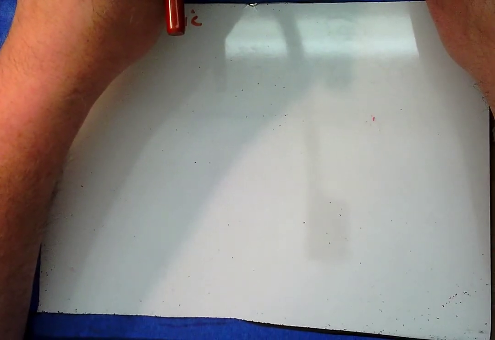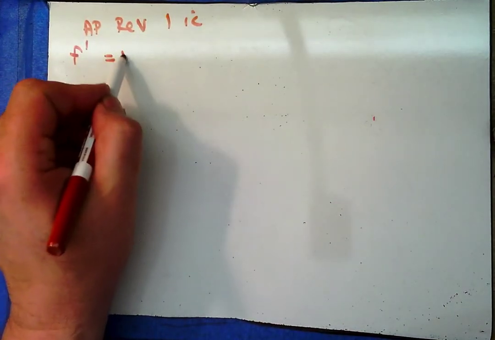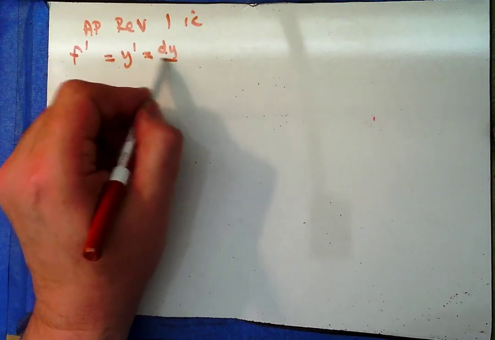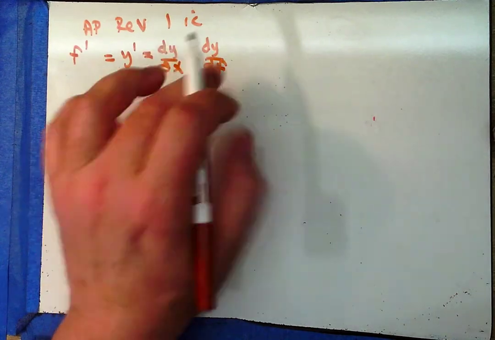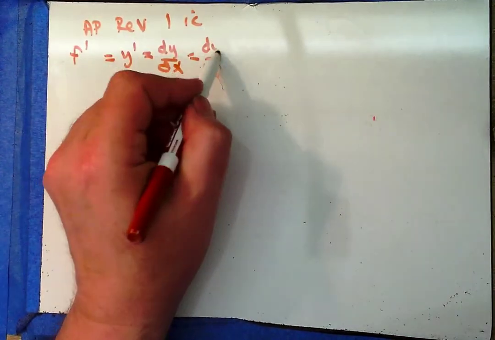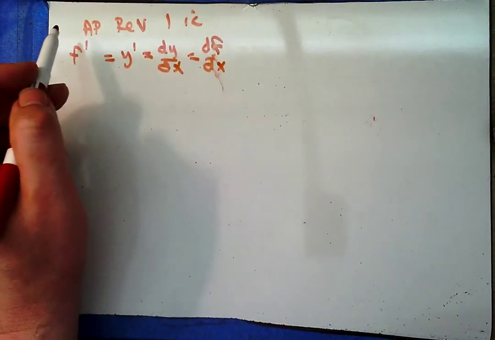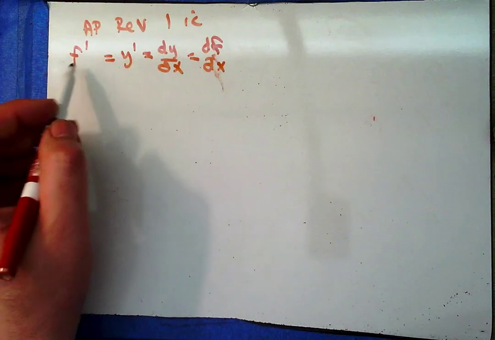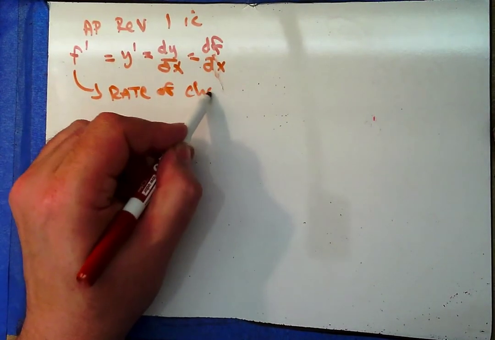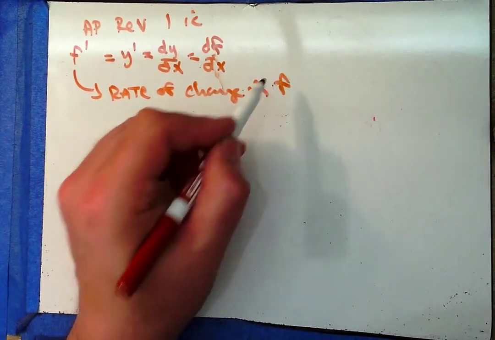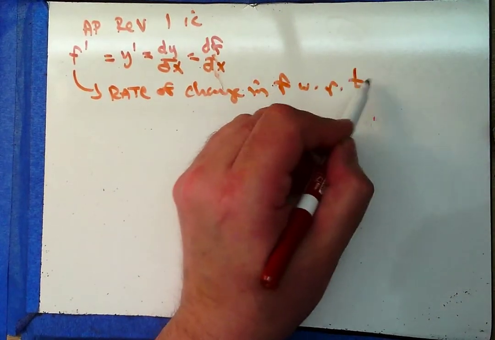Okay. Lots of things that we can say about f prime. You know, we can say f prime equals y prime equals dy/dx equals df/dx. We can talk all about this notational stuff, but we can also say that this is the rate of change in f with respect to x.